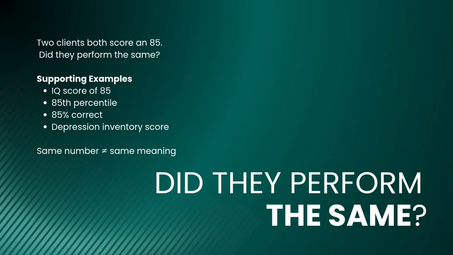You can sometimes compare this to temperature. So, a temperature of 98 degrees is normal for a human body. A temperature of 98 degrees outside means people are canceling outdoor plans and hiding in air conditioning. Same number, totally different meaning. Assessment scores work the same way.